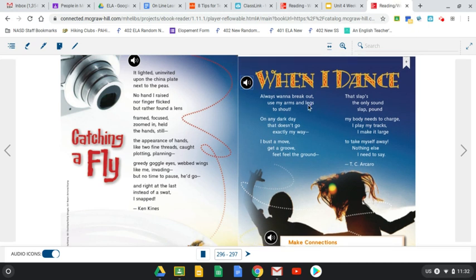Okay, so again, I see stanzas. I heard thoughts and feelings. I want to break out. I want to shout. Any dark day doesn't go my way. I want to move. I want to groove. So again, lots of feelings and thoughts in there by the poet.